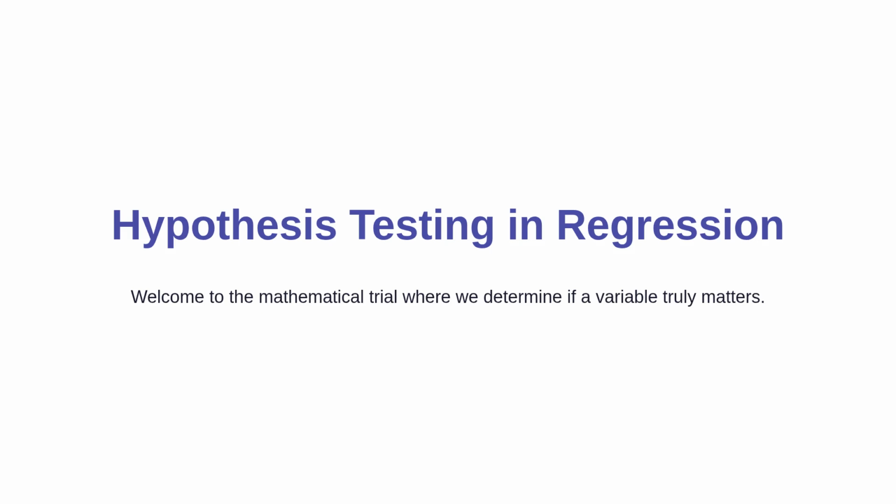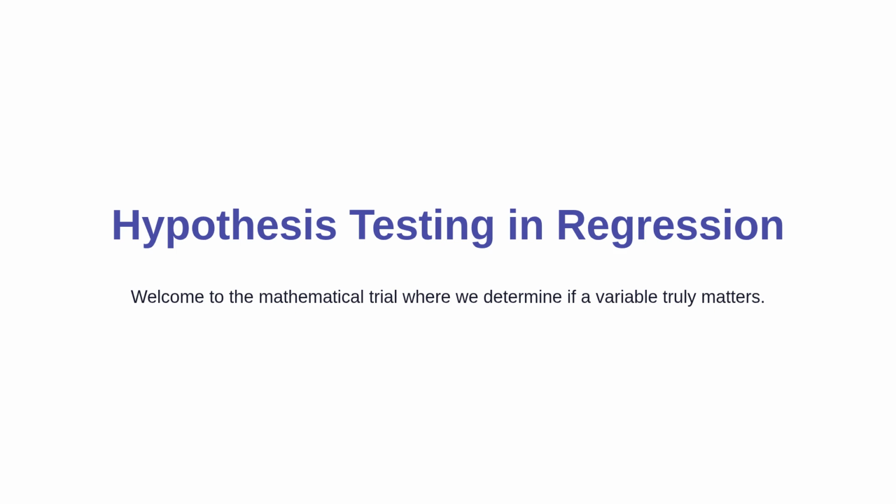Welcome to this lecture on hypothesis testing in regression. Imagine you are a judge in a courtroom and a new variable is brought in as a suspect. The charge is that this variable has a real, measurable effect on the outcome we are trying to predict. In the world of statistics, every variable is presumed innocent until proven guilty. Today, we are going to learn how to conduct this mathematical trial.